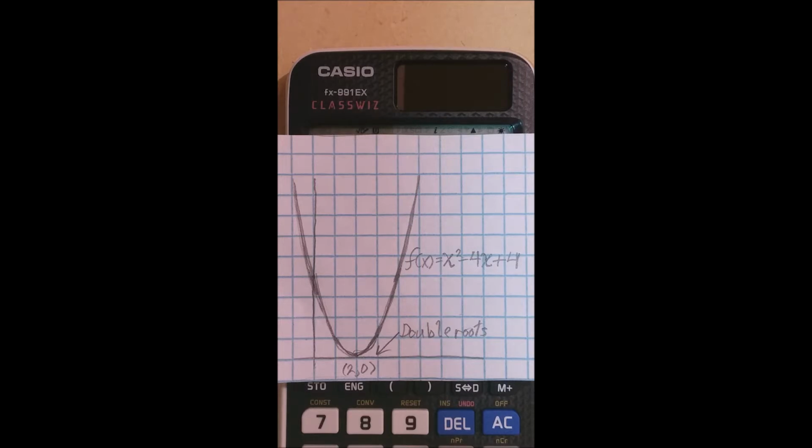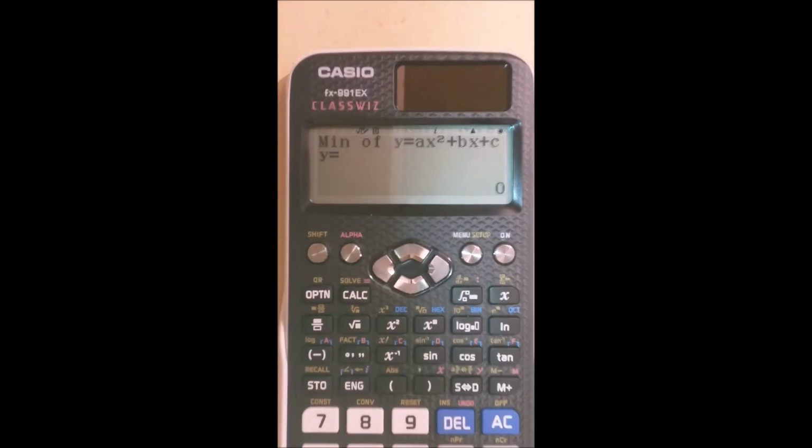And right there at 2, 0, it's got double roots. There are no imaginary roots to it, but that is a double root: 2, 0, 2, 0. Okay. Going to do another one. Throw that off to the side.